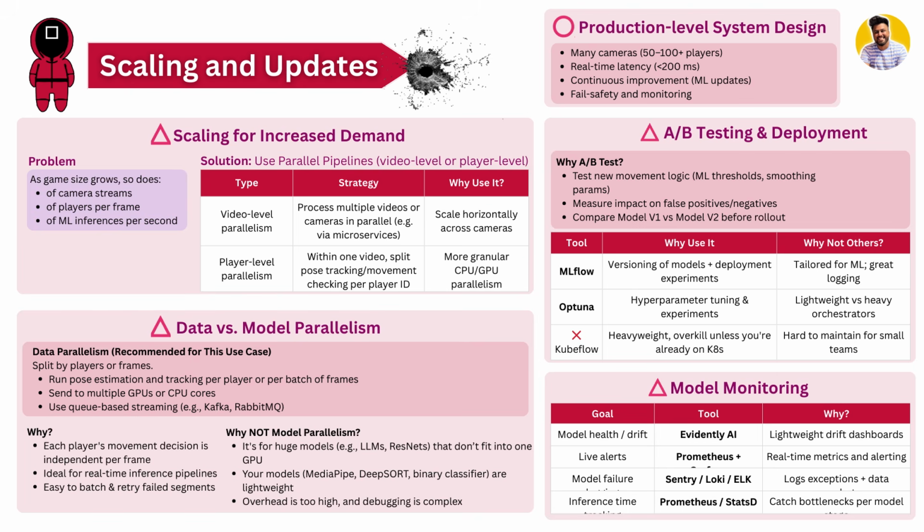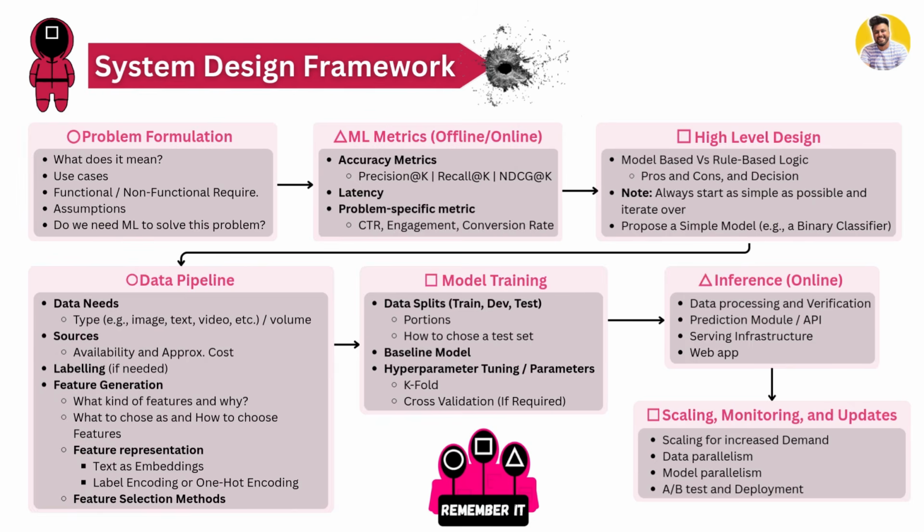And other tools that might help us: for model health and drift detection, we can use Evidently AI. It creates lightweight drift dashboards. And for live alerts, we can use Prometheus or Grafana that can help us with real-time metrics and alerting. And for model failure logging, we can use Sentry or Loki that help in logging exceptions and data snapshots. And for inference time tracking, we can use Prometheus or StatsD that help catch the bottlenecks per model stage. So for our whole project, we use this architecture and all steps are done now.